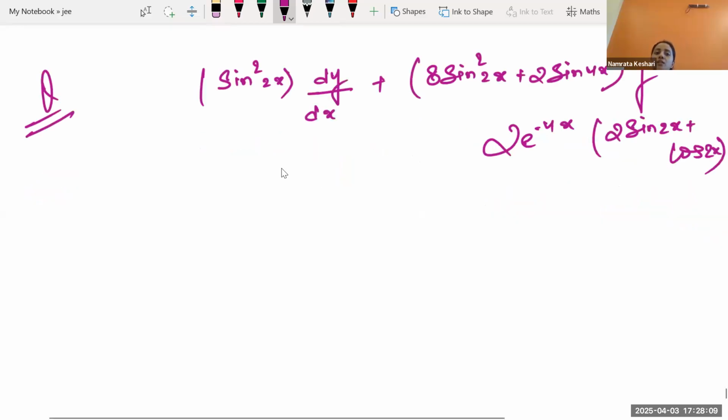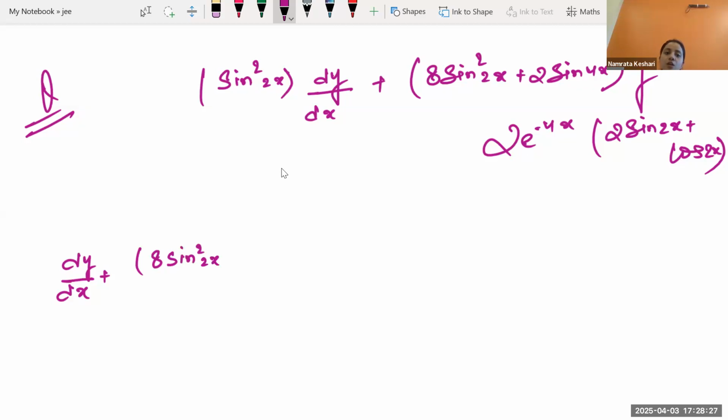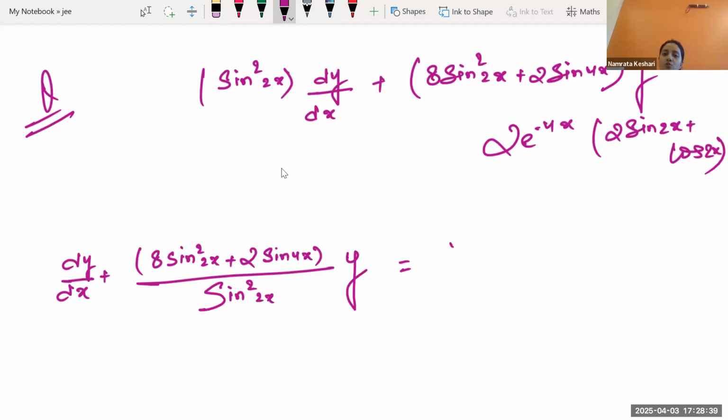So we have sin²2x dy/dx. This is what we have. It seems like this is linear in form. When we divide by sin²2x on both sides, we get the format: (8 sin²2x + 2 sin 4x) over sin²2x times y equals 2e^(-4x), 2 sin 2x, maybe while doing the integration. So many sin, cos, e to the power, everything is there. Let's see what we are going to get.